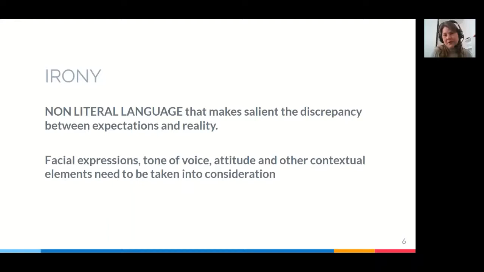Now, let's talk a little bit about irony, and I'm going to show you a video that's very interesting about irony. Irony is the non-literal language that makes salient the discrepancy between expectations and reality. So when I'm walking out of my apartment on a sunny day for a walk with my dog, and suddenly it starts to rain and I say, oh, this is just perfect, you're going to interpret I'm being ironic because, of course, perfection is not in the situation described.